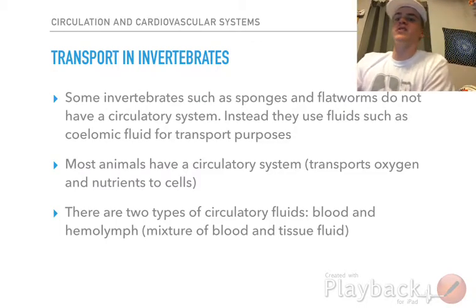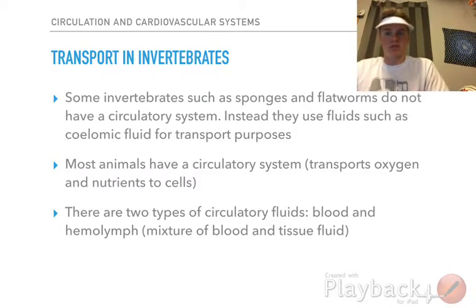So some invertebrates, such as sponges and flatworms, do not have a circulatory system. Instead, they use fluids such as coelomic fluid for transport purposes. Most animals do have a circulatory system that transports oxygen and nutrients to cells, and there are only two types of circulatory fluids: blood and hemolymph, which is a mixture of blood and tissue fluid.